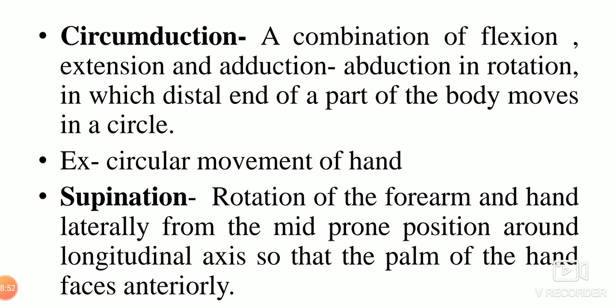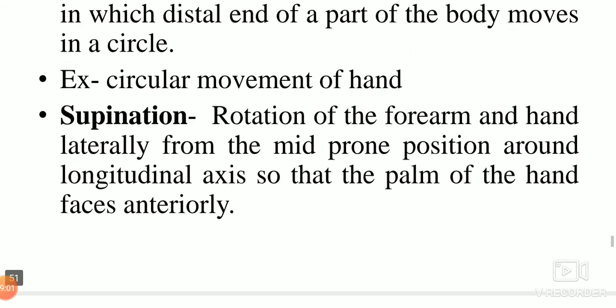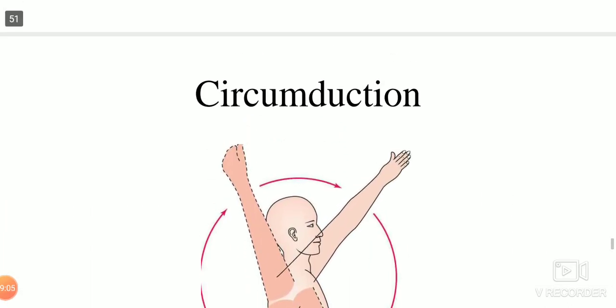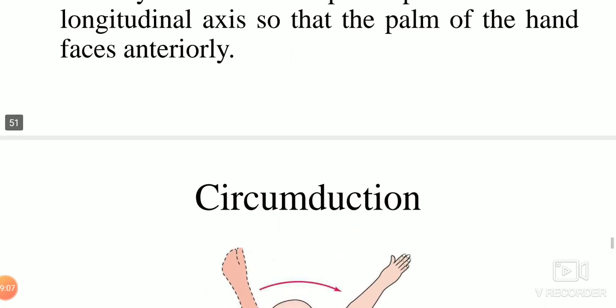circumduction. In short, it is the combination of flexion, extension, adduction, abduction and rotation in which the distal end of the part of the body moves in a circular movement. In short, when you bowl in cricket, it is circumduction. Okay, here in the diagram you can see.